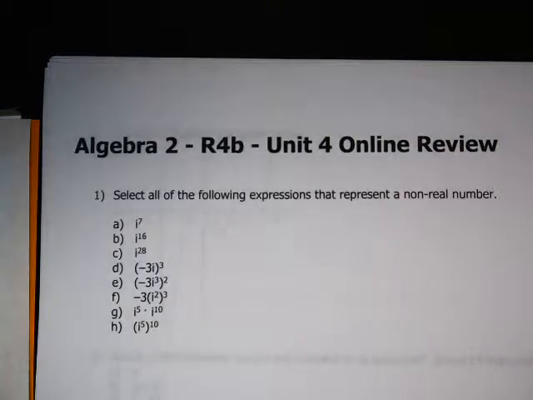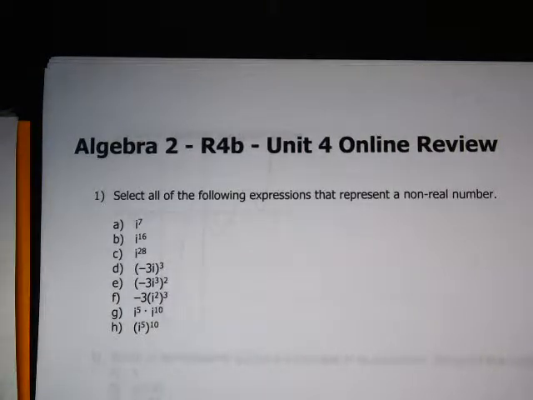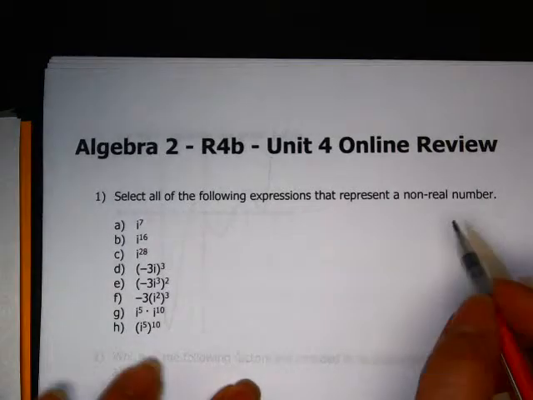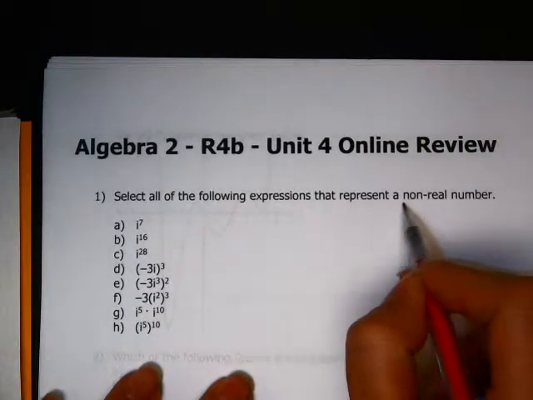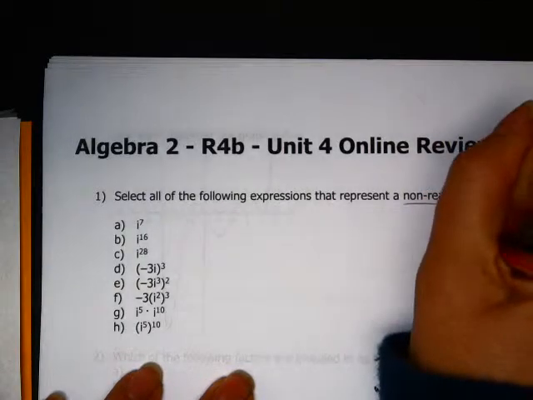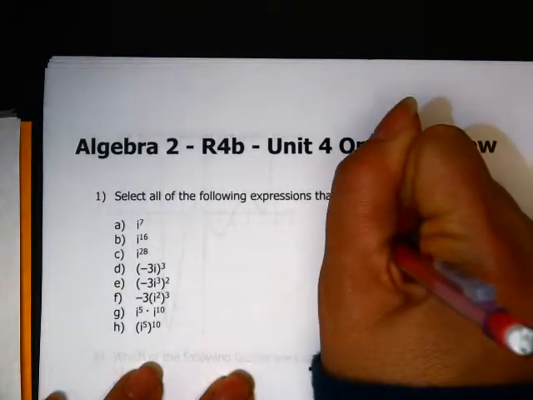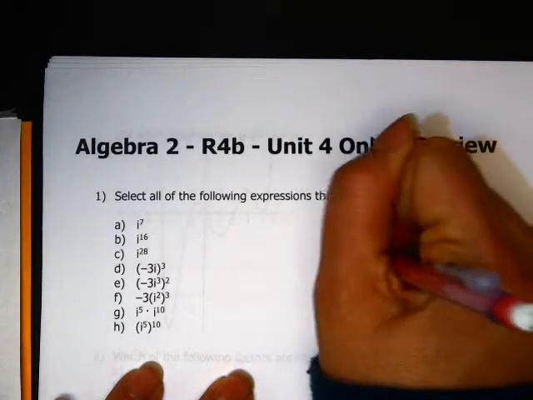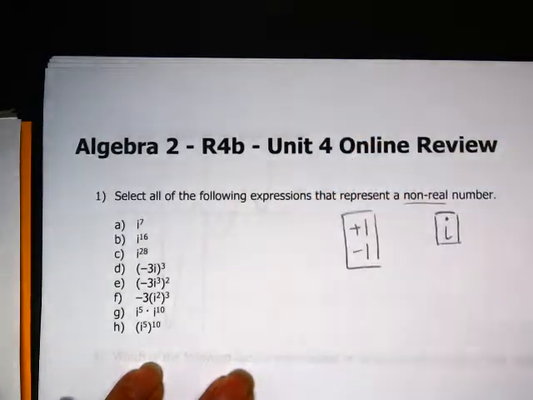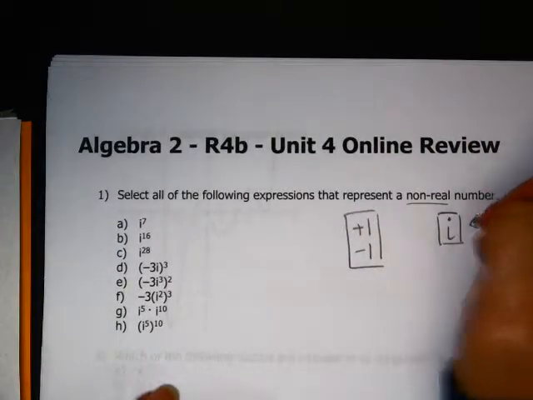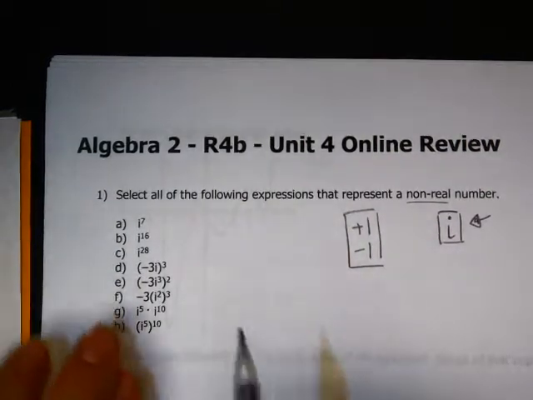Here we go. We're practicing for your chapter or unit 4 quiz, or test rather. And what we're looking for here is something that represents a non-real number. So if it has an i in it, that would be non-real. And if it just has like a +1 or a -1 or something like that, then that would be considered entirely real. So that's what we're looking for. We're looking for the ones that really have kind of an i left over in there.